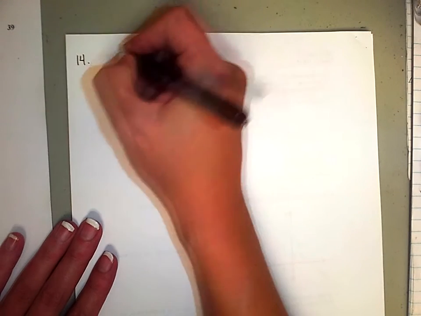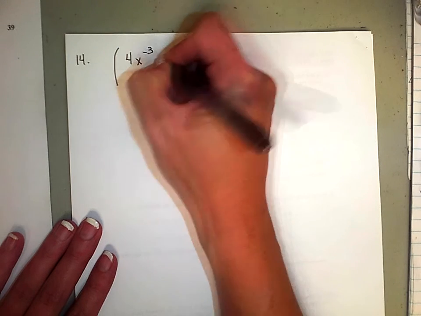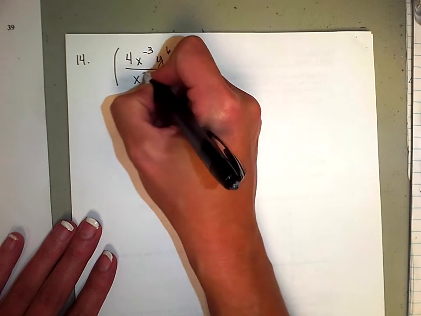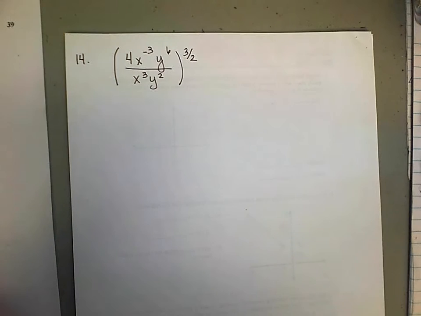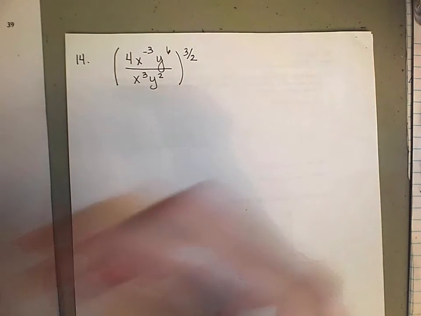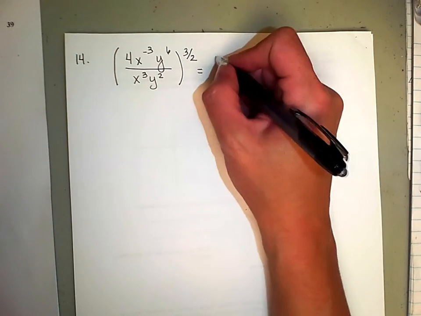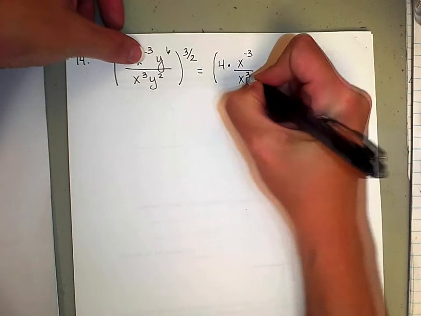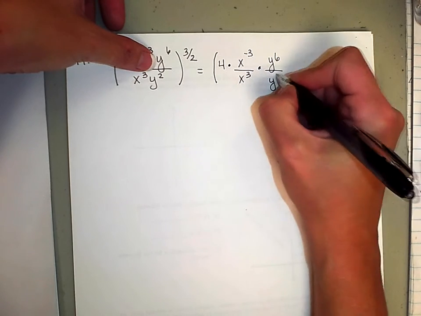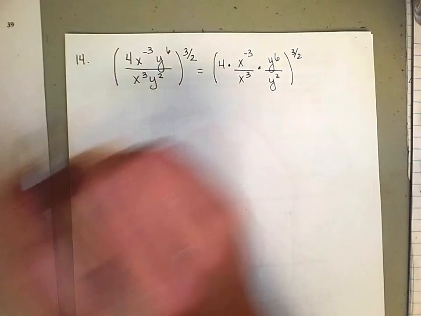Okay, let's move on to our last two, where things get a bit complicated because we're putting it all together. So 14. 4x to the negative 3 y to the 6th over x cubed y squared, and then we're going to raise that entire thing to the 3/2 power. It is very important that we simplify before we move forward with this. So we could think about this as 4 times x to the negative 3 over x cubed times y to the 6th over y squared, all still raised to the 3/2 power.